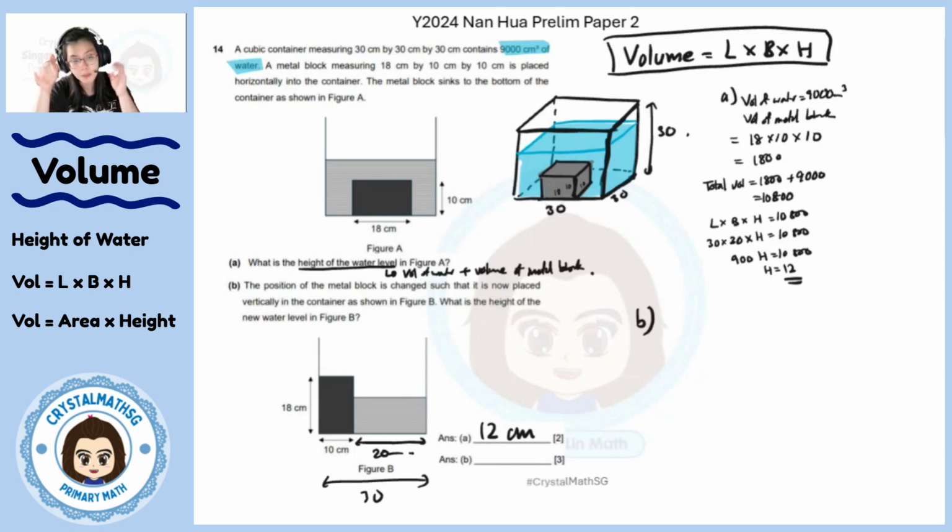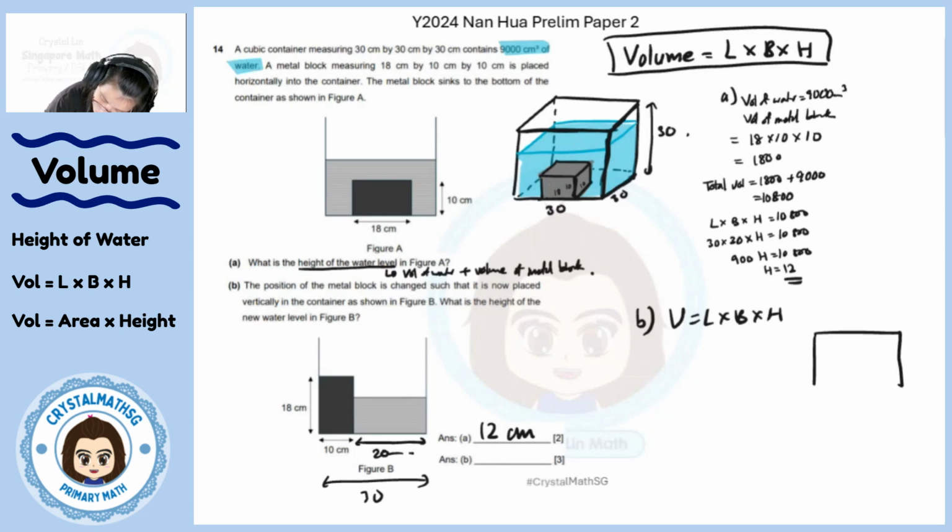Okay? But you must remember that volume is equal to length times breadth times height, right? So you must also see not just the front view, which we are seeing right now. We need to know what is happening. When you fill the water, it has to flow around the container. So it's always good to look from the top view.